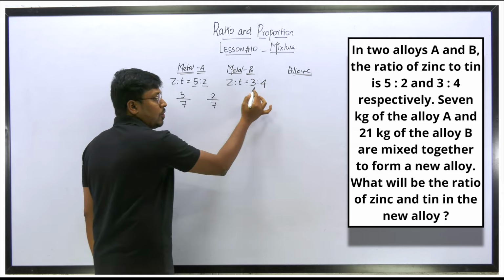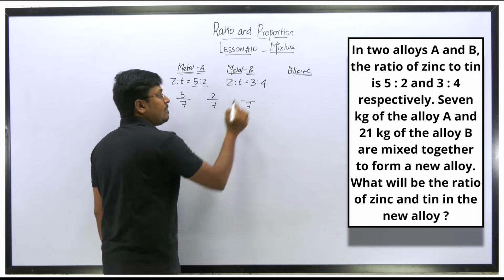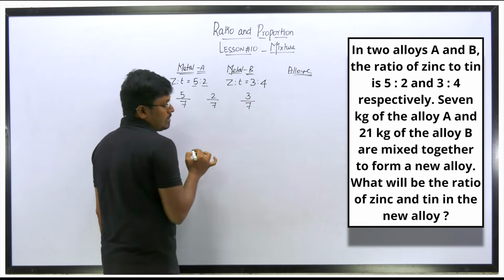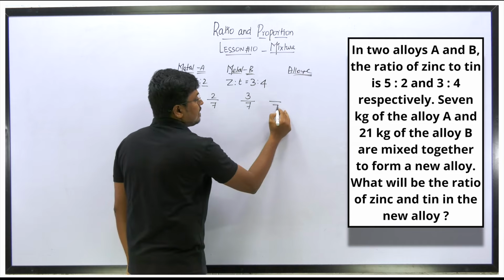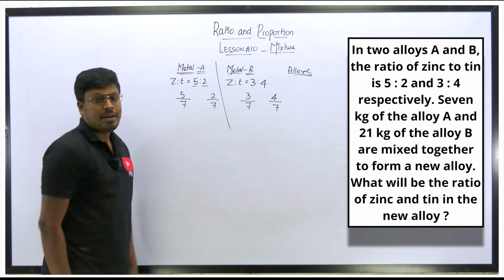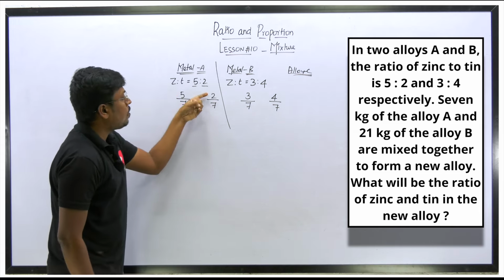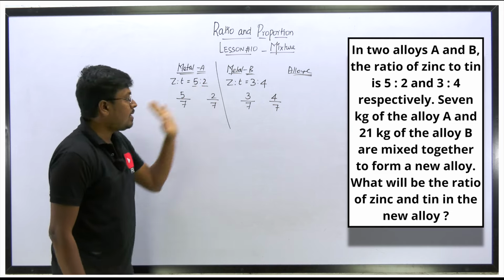Similarly, the second alloy B. 4 plus 3 will be 7. So out of 7 parts, 3 parts will be zinc. Similarly, out of 7 parts, 4 parts will be tin. Understood or not? How I wrote these values, right? Out of the total, how much part is zinc? Out of the total, how much part is tin? For the second alloy also.